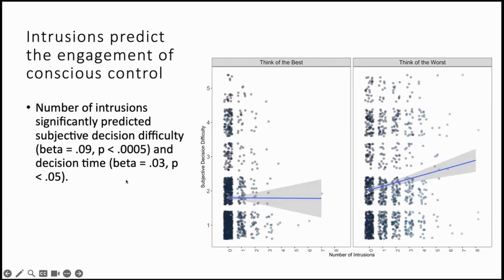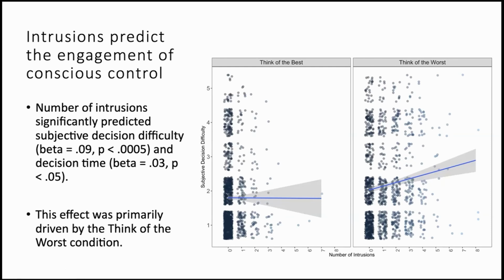It's also significantly related to decision time. Sorry, the number of intrusions is significantly related to how long it takes you to solve that problem. And I think, importantly, that was just driven by the think of the worst case. You don't actually find those relationships in the think of the best case.